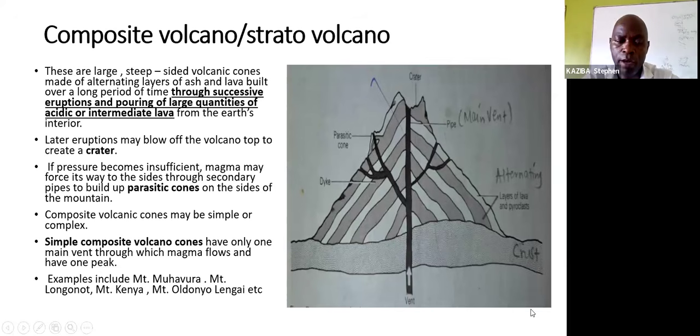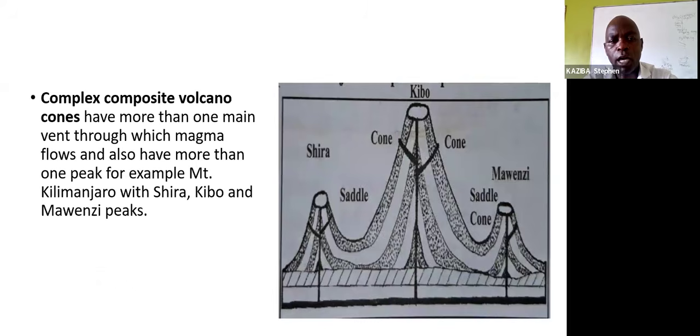So don't just run away from the landform. Each landform carries marks. So don't just define and go. You identify the composite volcano, describe, explain how it was formed, account for the formation of a crater on top, talk about the parasitic cones, then give us examples, and then you get the marks. Now we have two types of composite volcanoes. We have a simple volcano with a single vent, and then a composite volcano with more than one vent. So you can talk about that.